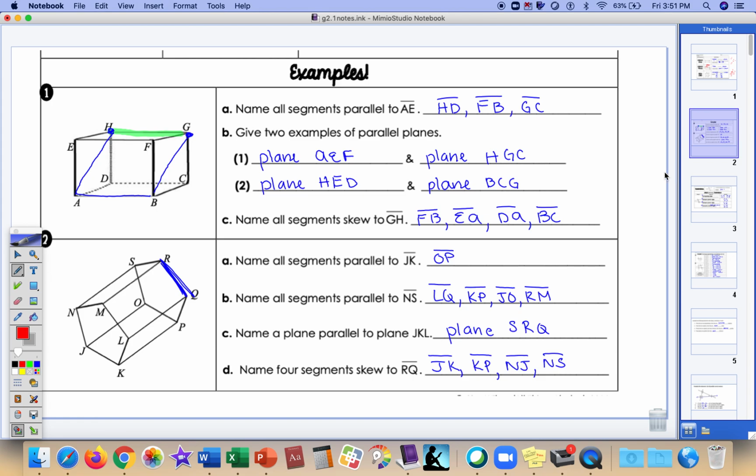What I would like you to do is try to shut off the video for a few minutes and try to do this page, and then come right back to it and see if you have the correct answers. So stop it and come back.